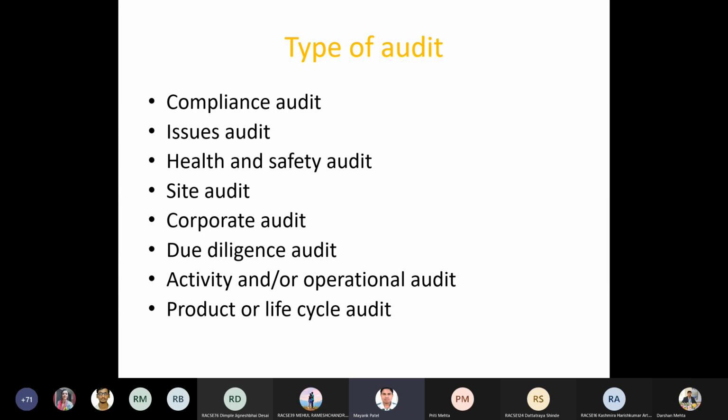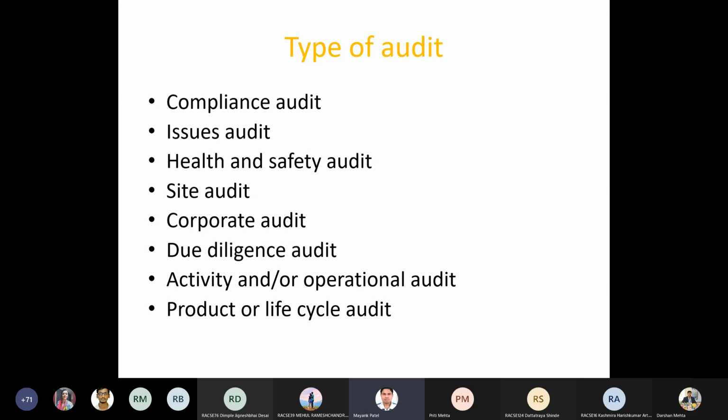Due diligence audit is the assessment of potential environmental, financial risk and liabilities carried out before a company merger or site acquisition. Right, when one company is going to be merged with another one, or when you are choosing a site that is contaminated and requires remediation, then the cost of remediation has to be involved and the property value will be deteriorated. So at that time, this kind of audit is also required.